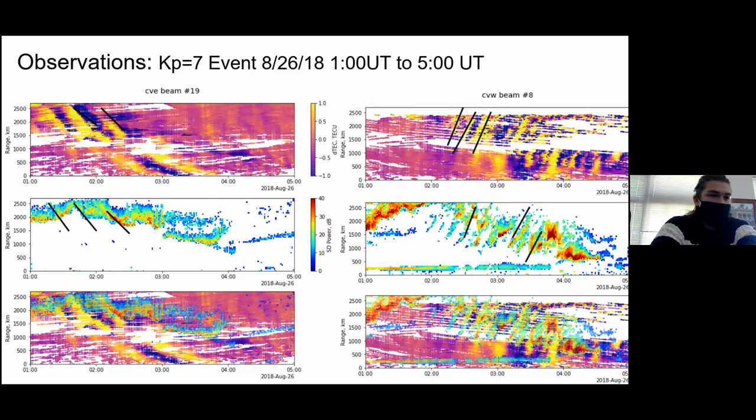So yeah, great match, westward propagation. Christmas Valley East beam 19 is looking pretty much eastwards, northeastwards, towards the radar. It's going this way, and the range is reducing with time. And then Christmas Valley West beam 8 is looking more westward. So the velocities are pretty consistent if you take into account the radar's directions.